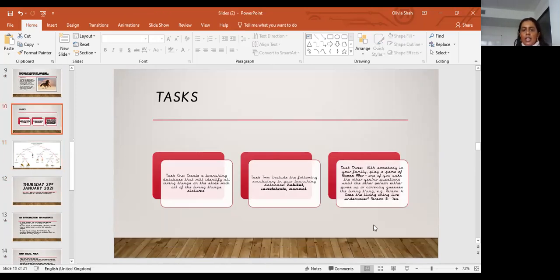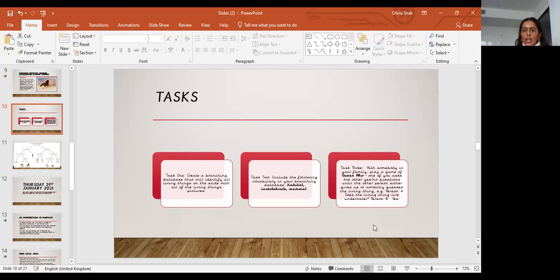So task number 2 is to include the following vocabulary in your branching database: habitat, invertebrate, and mammals. So they could be in part of your question. So is its habitat in the woods? Or is the animal a form of a mammal? So it's a yes or no question and answer.